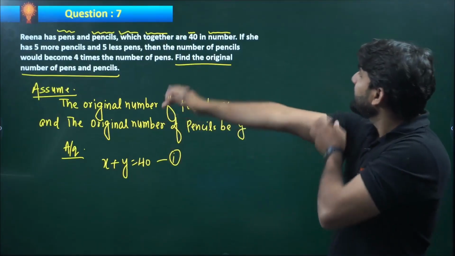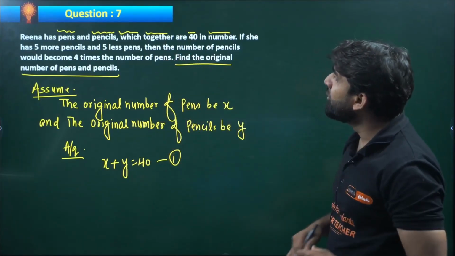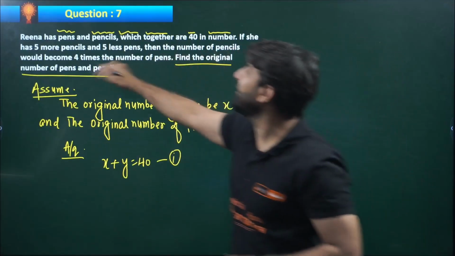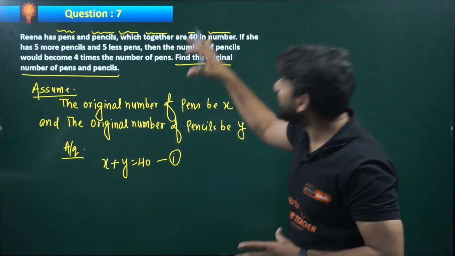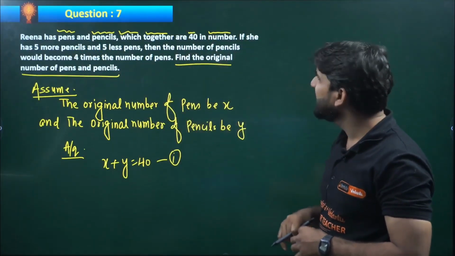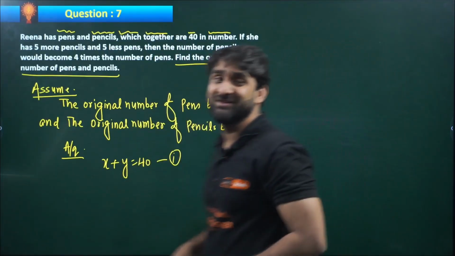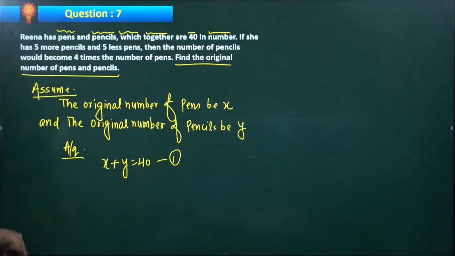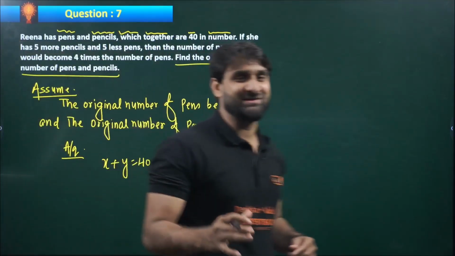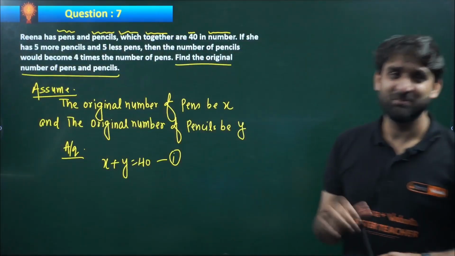Now read it. If she has 5 more pencils and 5 less pens, then the number of pencils would become 4 times the number of pens. Oh my god, what a question. The language is a little confusing, but read the question carefully.